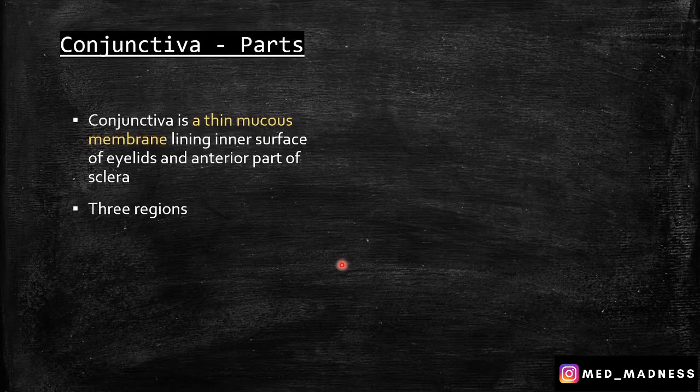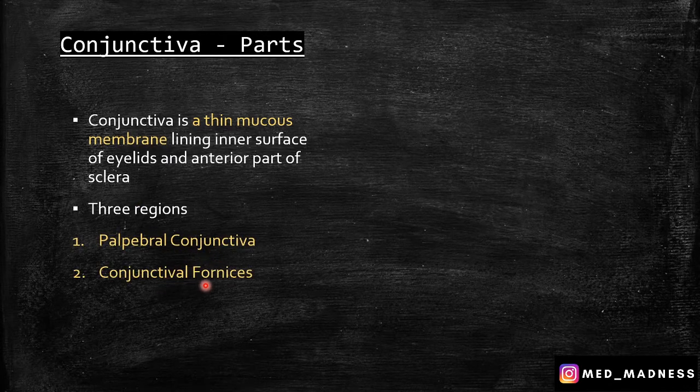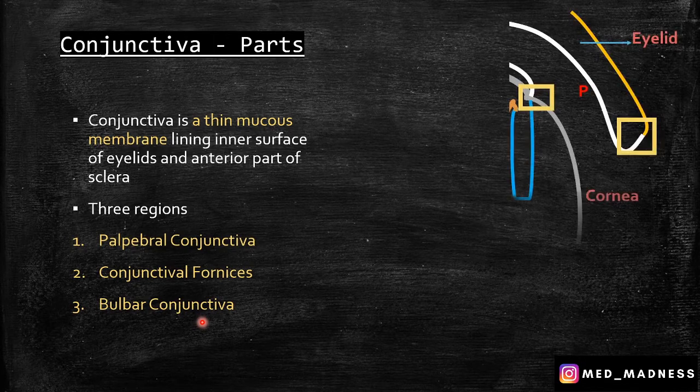Ram here. In this session, you are going to learn about the different parts of the conjunctiva and the epithelium of the conjunctiva. So the conjunctiva is a thin mucous membrane that lines the inner surface of the eyelids as well as the anterior part of sclera. I'll show you a picture in a while. There are three regions in a conjunctiva. One is the palpebral conjunctiva, number 2 is conjunctival fornices, and number 3 is bulbar conjunctiva.